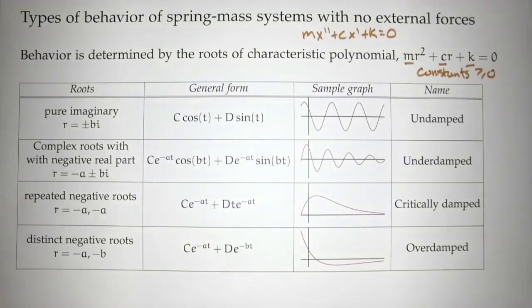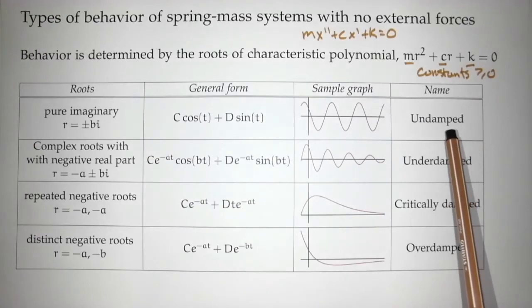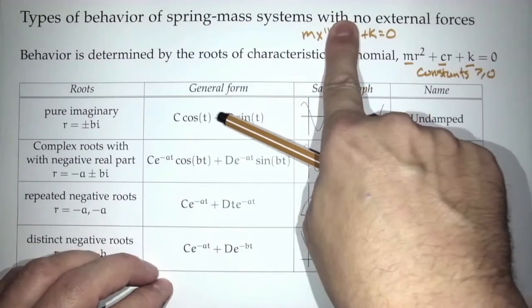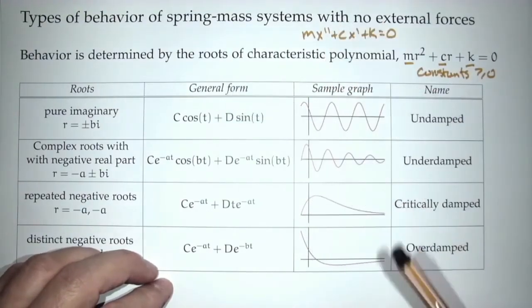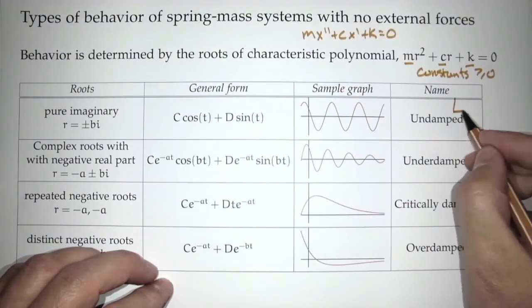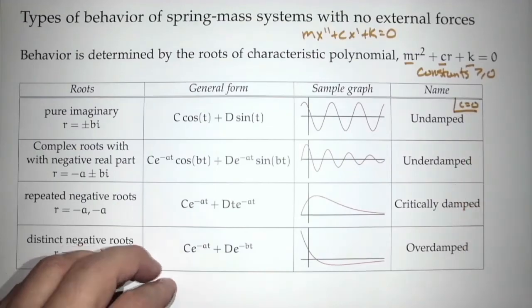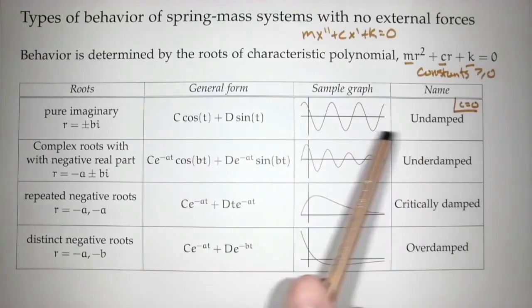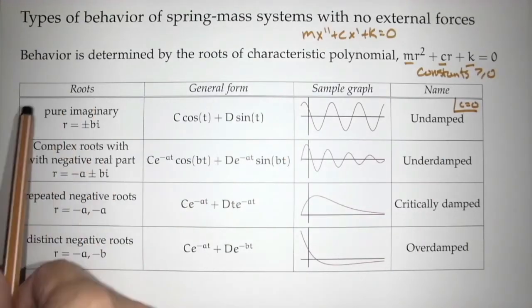Okay, so what can happen? Well, one thing that can happen is that we forgot to install the damper. So it's undamped. So this is our c equals 0 case. And it looks like a sine curve. And there we go. Now the roots of this, by the way, are pure imaginary.